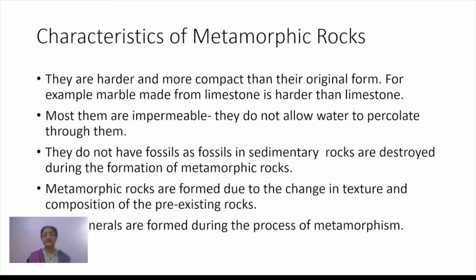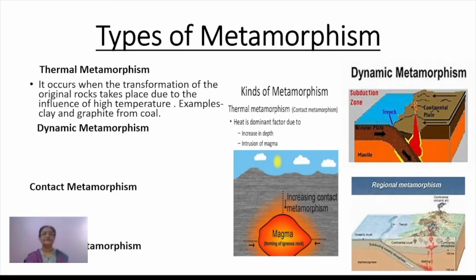And the next point is, there are a number of minerals which are formed during the process of metamorphism, the conversion of one rock to the other. That results in the formation of different precious minerals, okay? Now what are the different types of metamorphism? Especially there are 4 types of metamorphism.